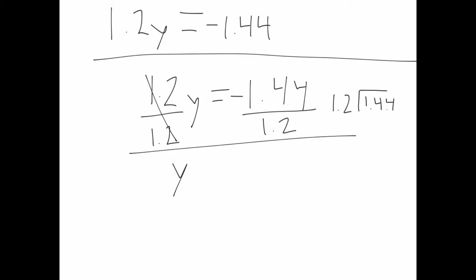And then 0, and then bring my decimals over. Go straight up after I move it over, and then this goes in one time. 2 left over, bring down the 4, that's 24, that's 2 times, and my answer would then be y equals negative 1.2.